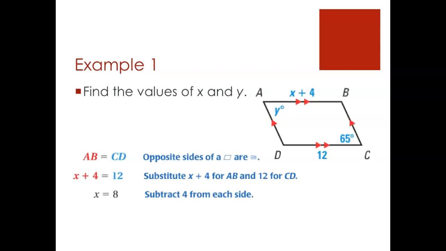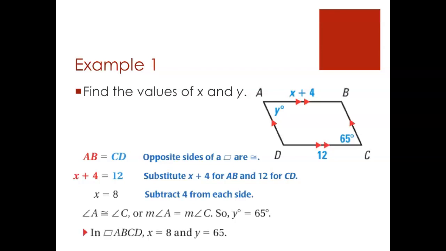Now we also know that opposite angles in a parallelogram are going to be congruent. So angle A is congruent to angle C, which means that y has to equal 65. So in this parallelogram, x is equal to 8 and y is equal to 65. Let's take a look at example 2.